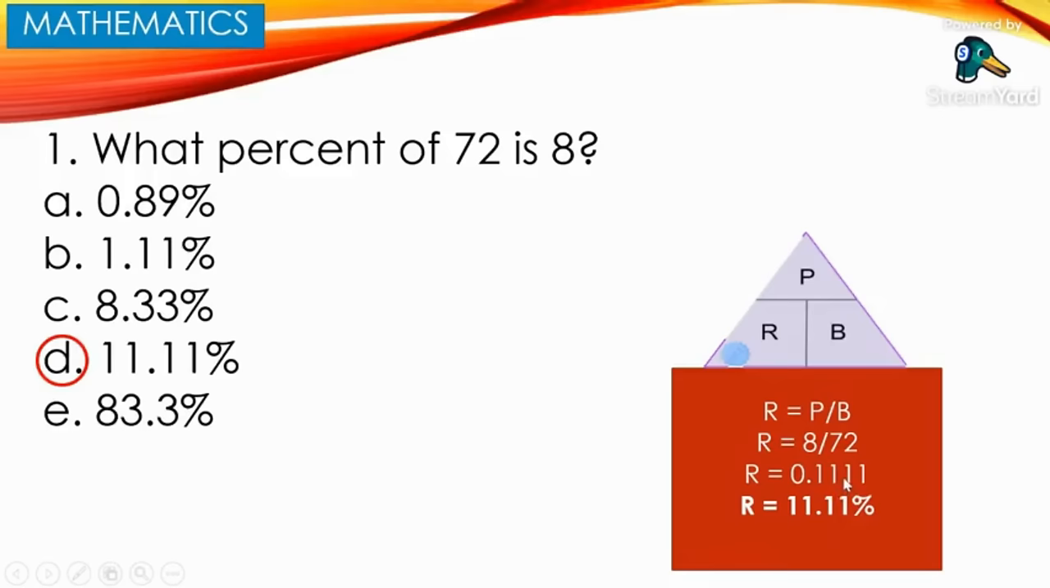So 0.1111, move two places, that becomes 11.11%, and that is letter D. Congratulations for those who got the correct answer. So you need to move two decimal places to your right, not only one. That's why you answered D. You only moved once. You should move twice to the right. Okay? Let's have problem number 2.